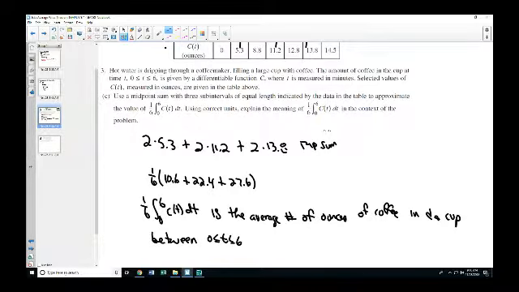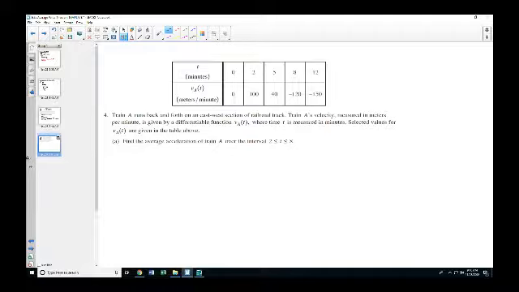The next one does not. This is one that is very easily mixed up with what you need to do. A train runs back and forth on an east-west rail line. The train's velocity, measured in meters per minute, is given by a differentiable function v_A of t, where time t is measured in minutes. Selected values for v_A of t are given in the table above. Find the average acceleration of the train over the interval 2 ≤ t ≤ 8.